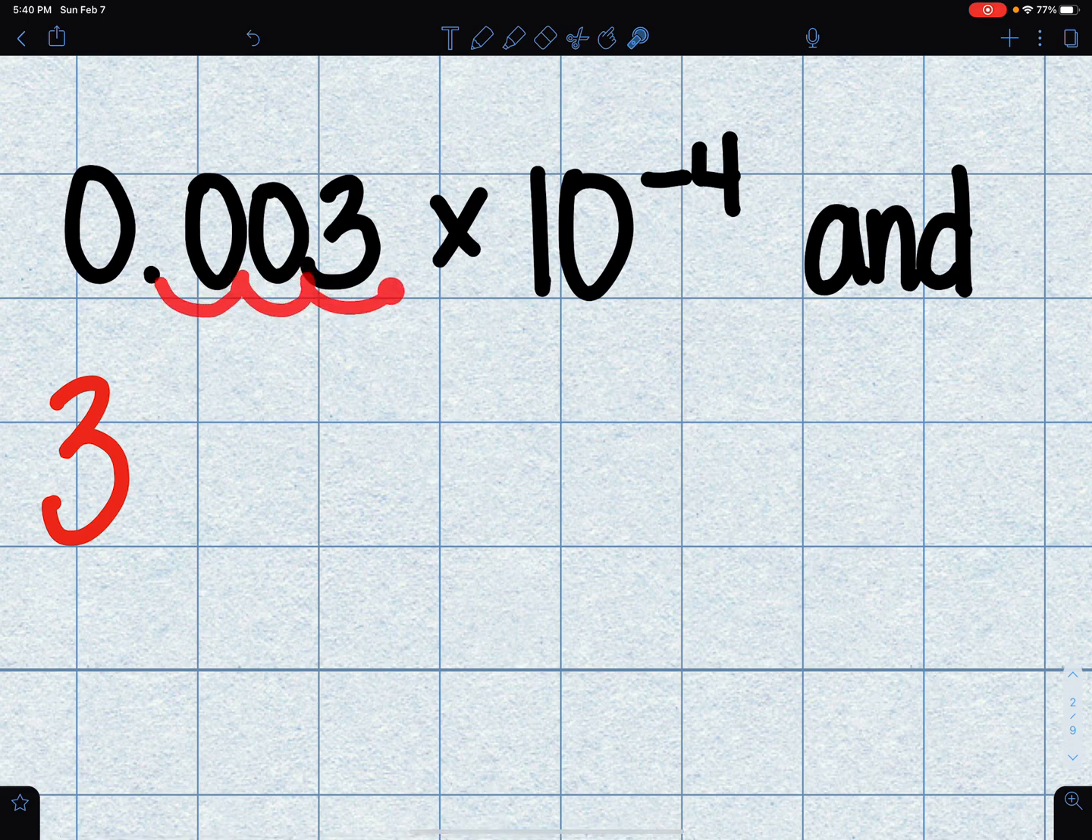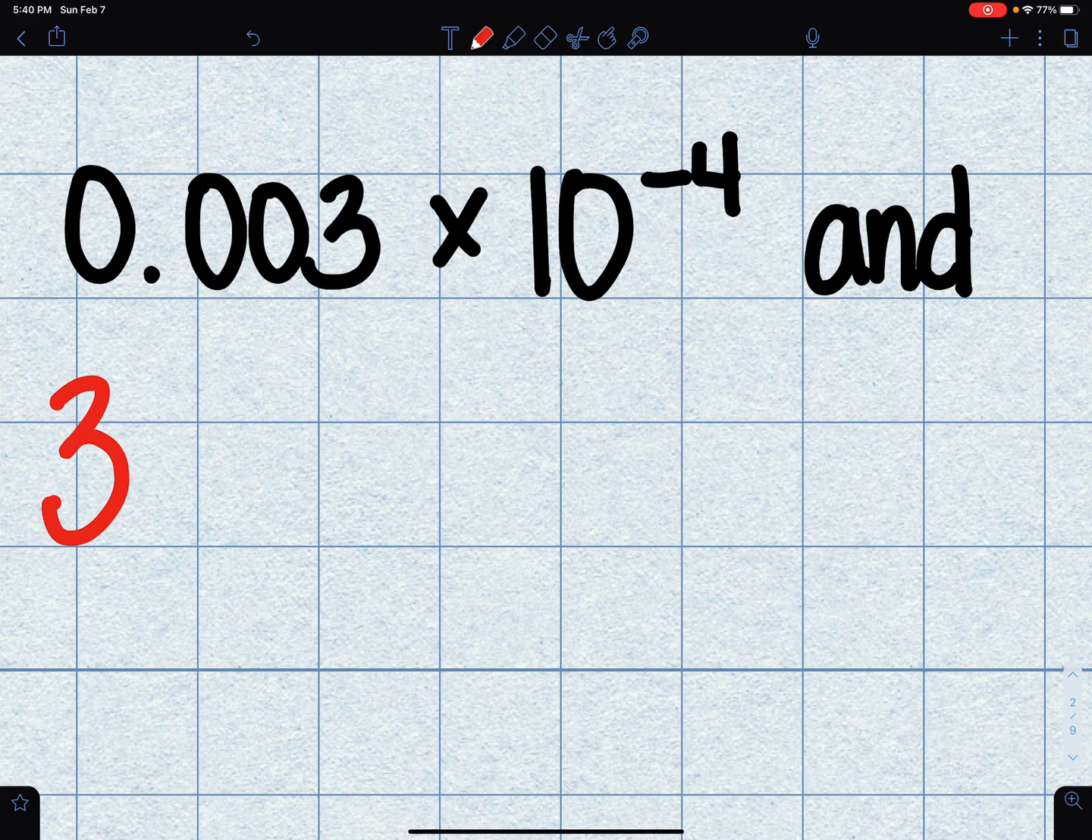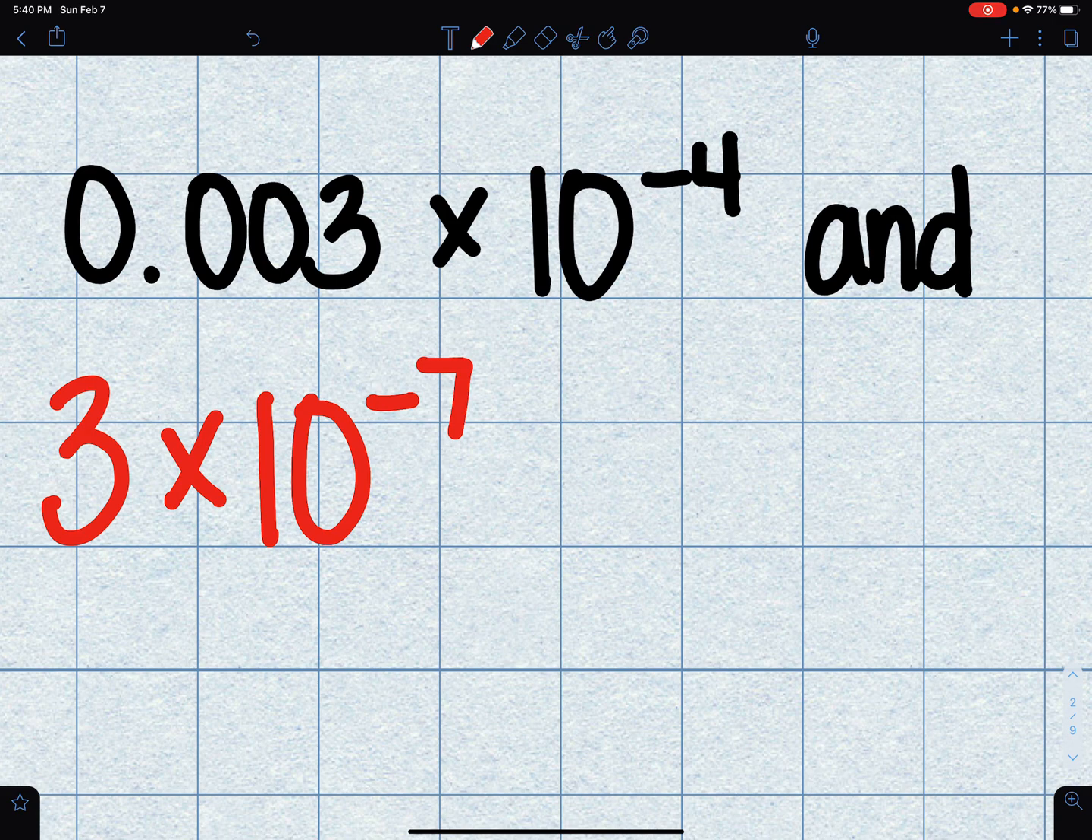1, 2, 3. So what do we need to do here? Sometimes I mess that up too and do it in the wrong direction. Do we need to add 3 or subtract 3? I don't know how to make it easier to remember, but I'm making this number bigger, so I'm going to make this smaller. So I'm going to do 3 times 10 to the minus 7, because minus 7 is more to the left on the number line than minus 4.